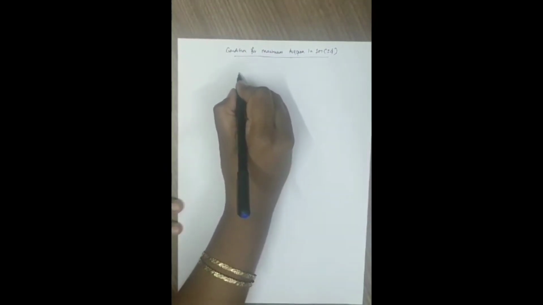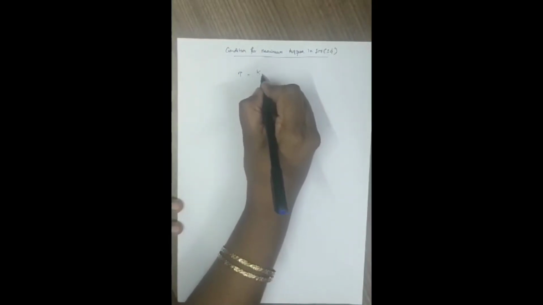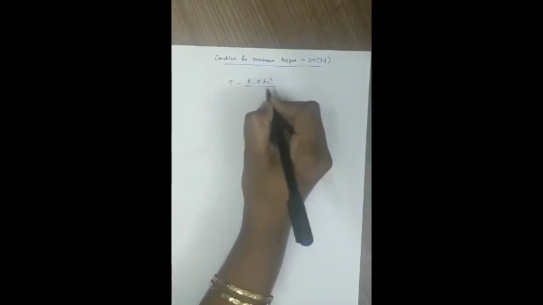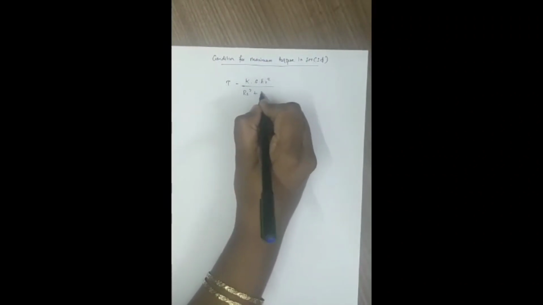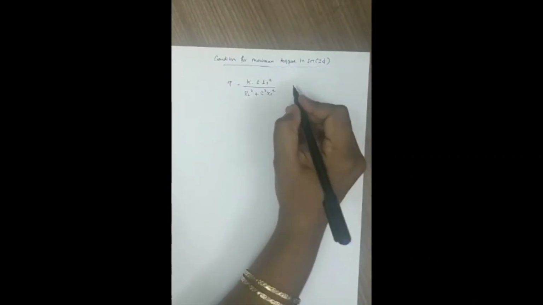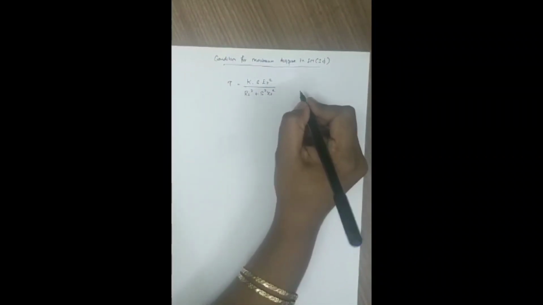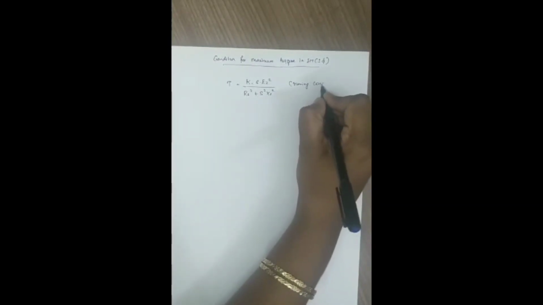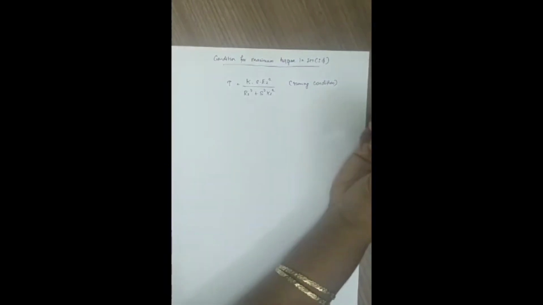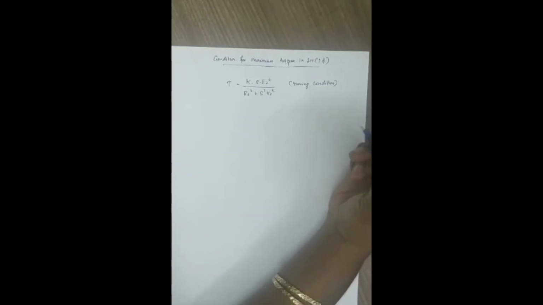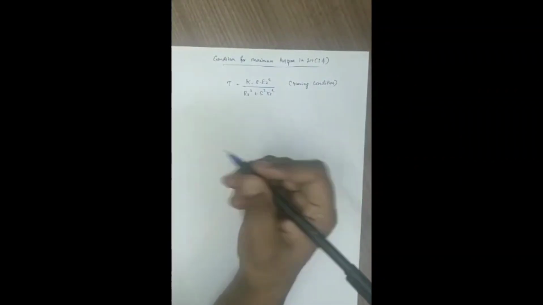We already derived the torque equation as torque equal to K into S into E2 squared divided by R2 squared plus S squared X2 squared. This is the torque equation at running condition of a three-phase induction motor. So what will be the torque value while the motor tries to start, at the starting condition? That is what we are going to now substitute.